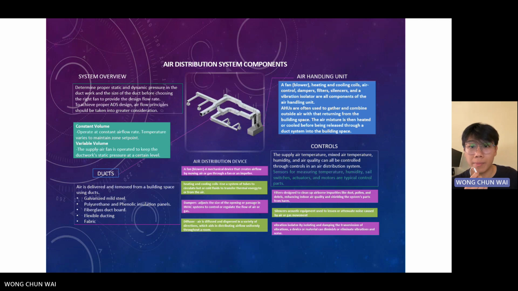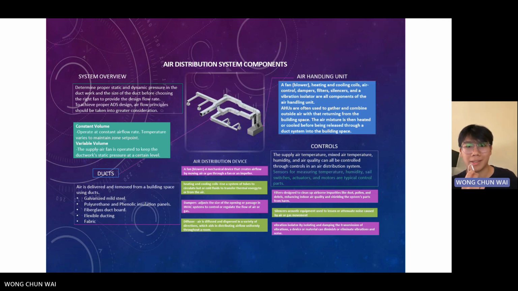It consists of a fan, heating and cooling coil, air control, damper, filter, silencer, and a vibration isolator. They are all components of the air handling units. It's often used together and combine outside air that returns from the building space. The air mixture is then heated or cooled before releasing into the building. So the constant volume and variable volume are the two different types of AHU.